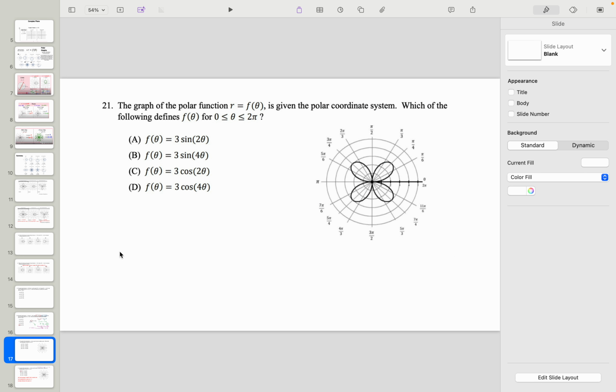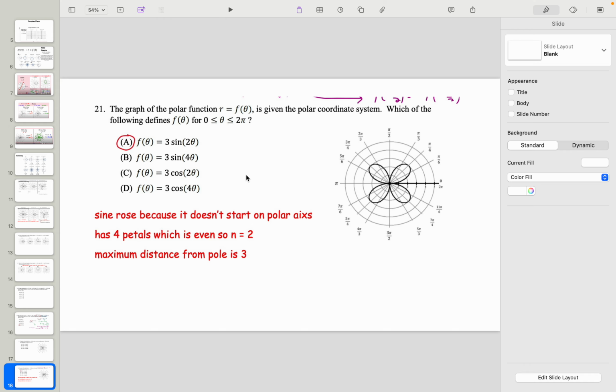And last one for today, the graph of the polar function is given in the polar coordinate system. Which of the following is the function for the graph that you see? When you're ready, restart the video and you can check your answer.